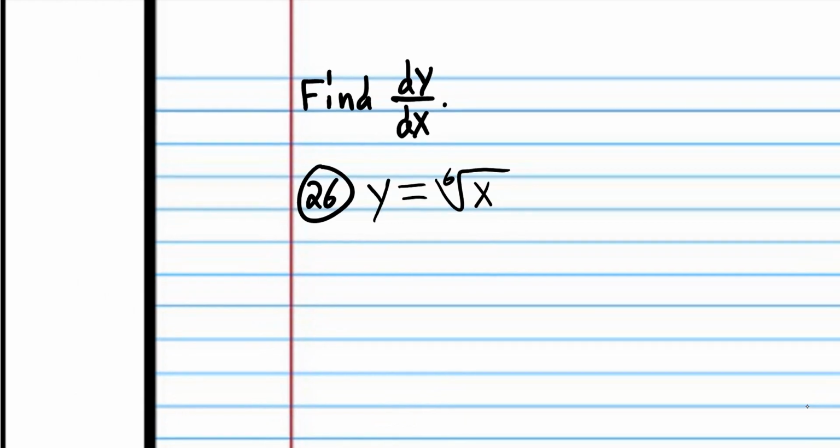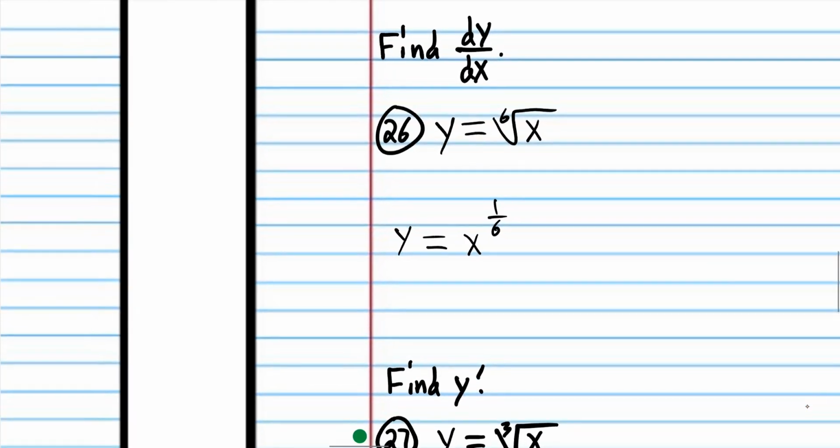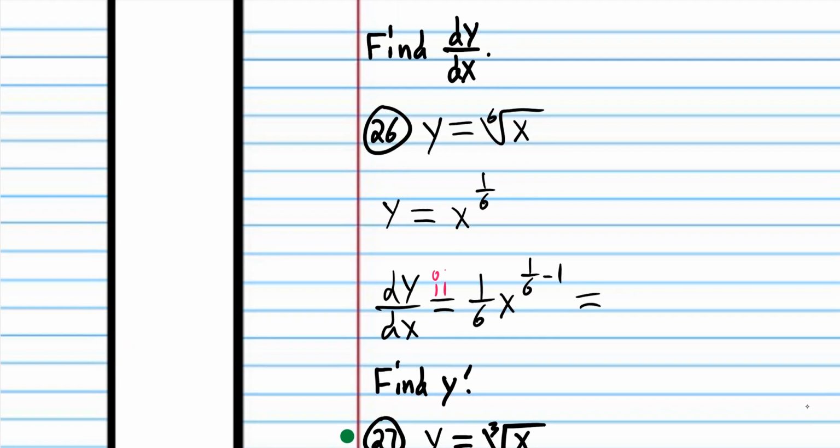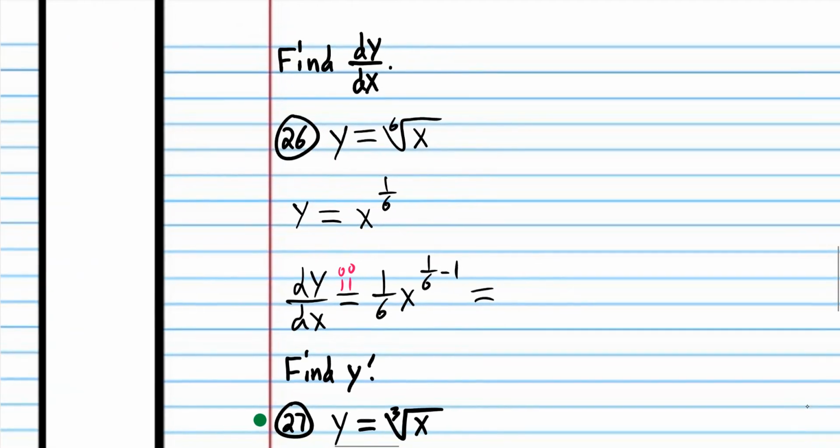So now we're going to find dy over dx, but first let's rewrite the expression as x to the 1/6 power. Again, that is exponent rule number 9. So now we can find the derivative. And I've got to remember to write dy over dx. That's equal to 1/6 times x to the 1/6 minus 1 power. Again, using the power rule, differentiation formula number 2. So we have 1/6 times x to the negative 5/6 power.